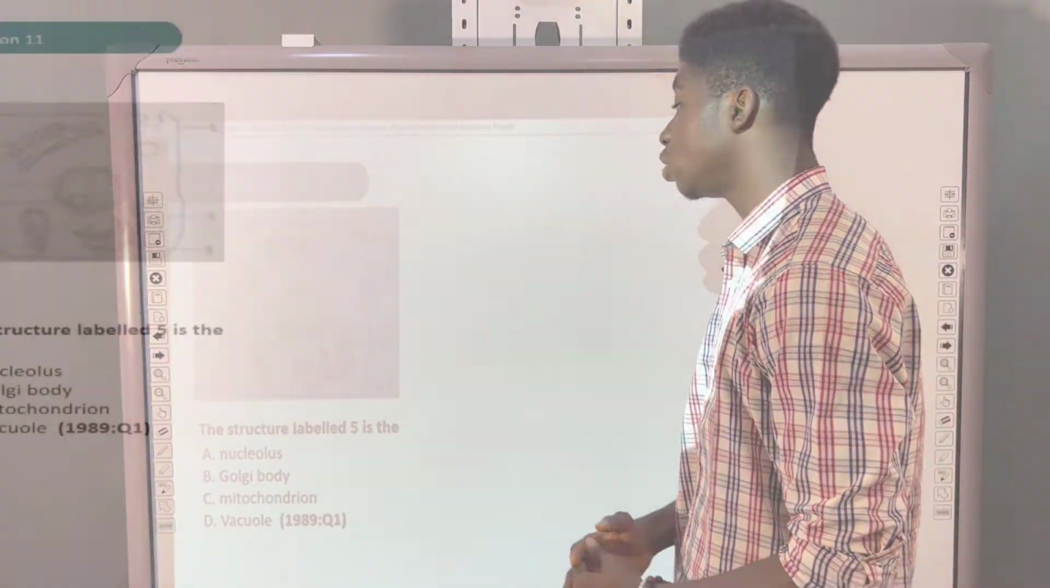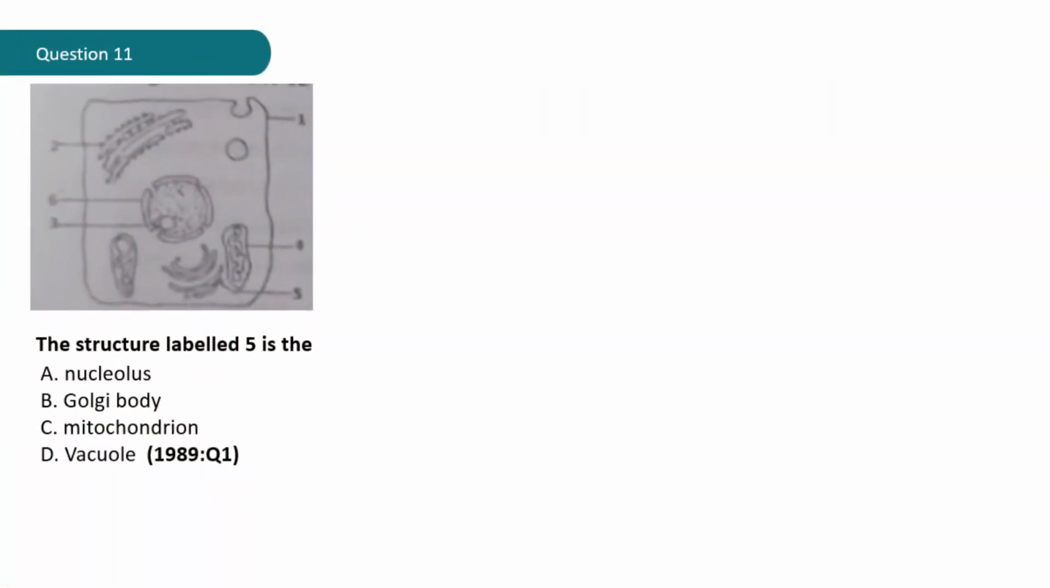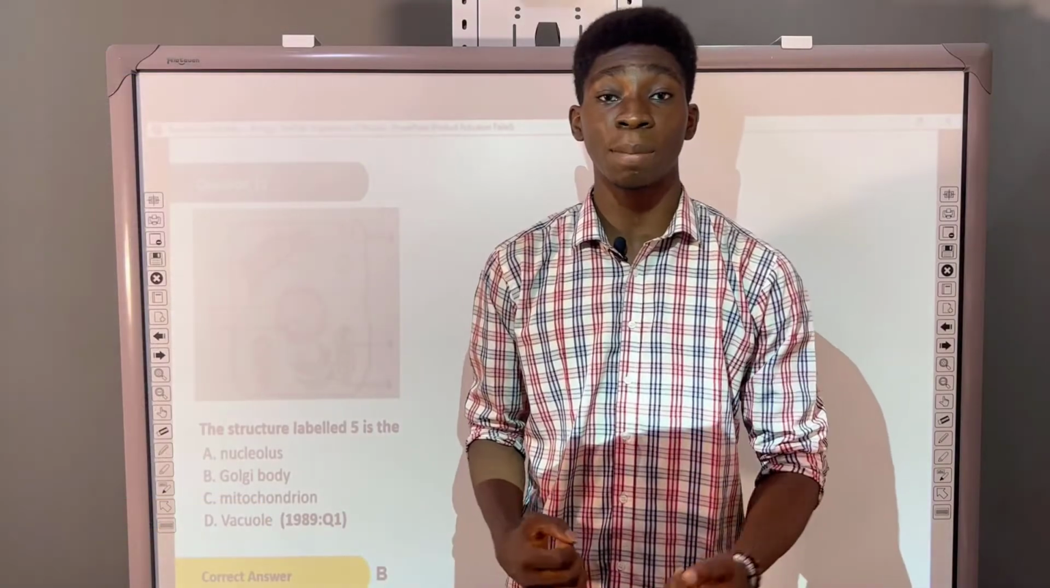Question 11. The structure labeled 5 is the A. Nucleolus, B. Golgi body, C. Mitochondrion, D. Vacuole. The question is gotten from the year 1989, question 1. Let's give that a try. Now let's see what the answer says. The correct answer is B, Golgi body. The part labeled 5 is known as the Golgi body or Golgi apparatus.